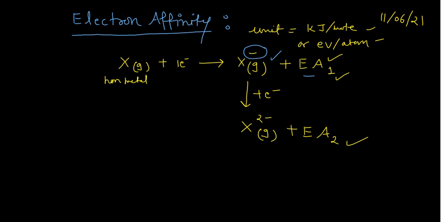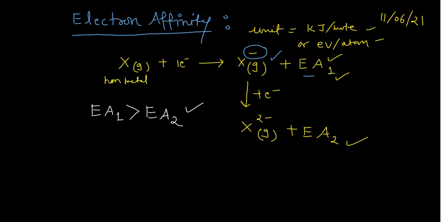When we are overcoming this repulsion, we have to give energy to the system. When we are giving energy to the system, it is not liberating energy. So the second electron affinity is always smaller than the first electron affinity. This is very important. EA1 would always be higher when compared to EA2.